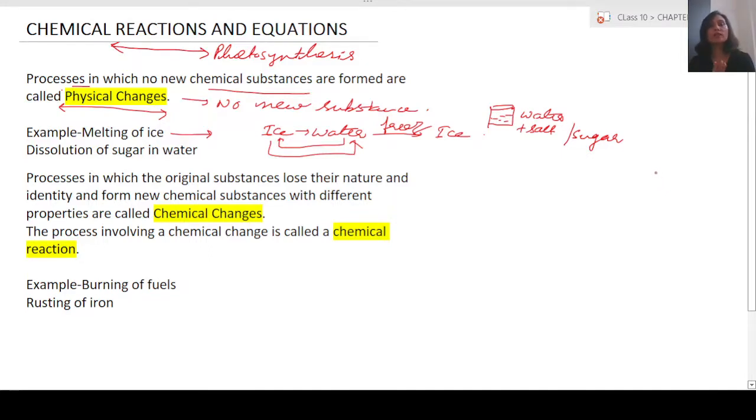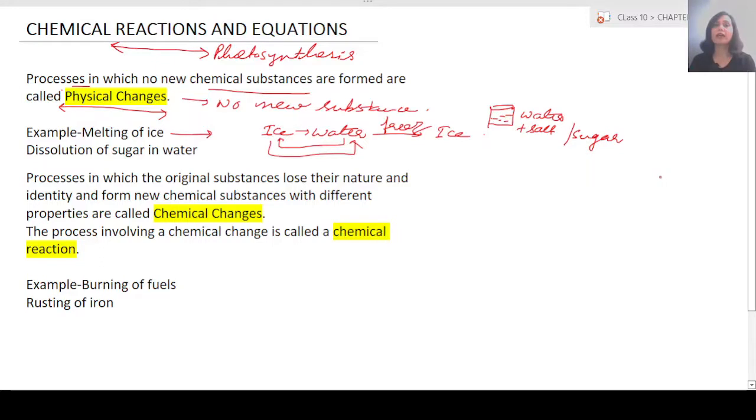It is a process in which nothing new is getting formed, and you can separate salt from water easily by the technique of evaporation. Sugar also you can separate from the water easily, using any of the physical methods of separation, right? So basically the processes where no new chemical substance is getting formed are called physical processes.